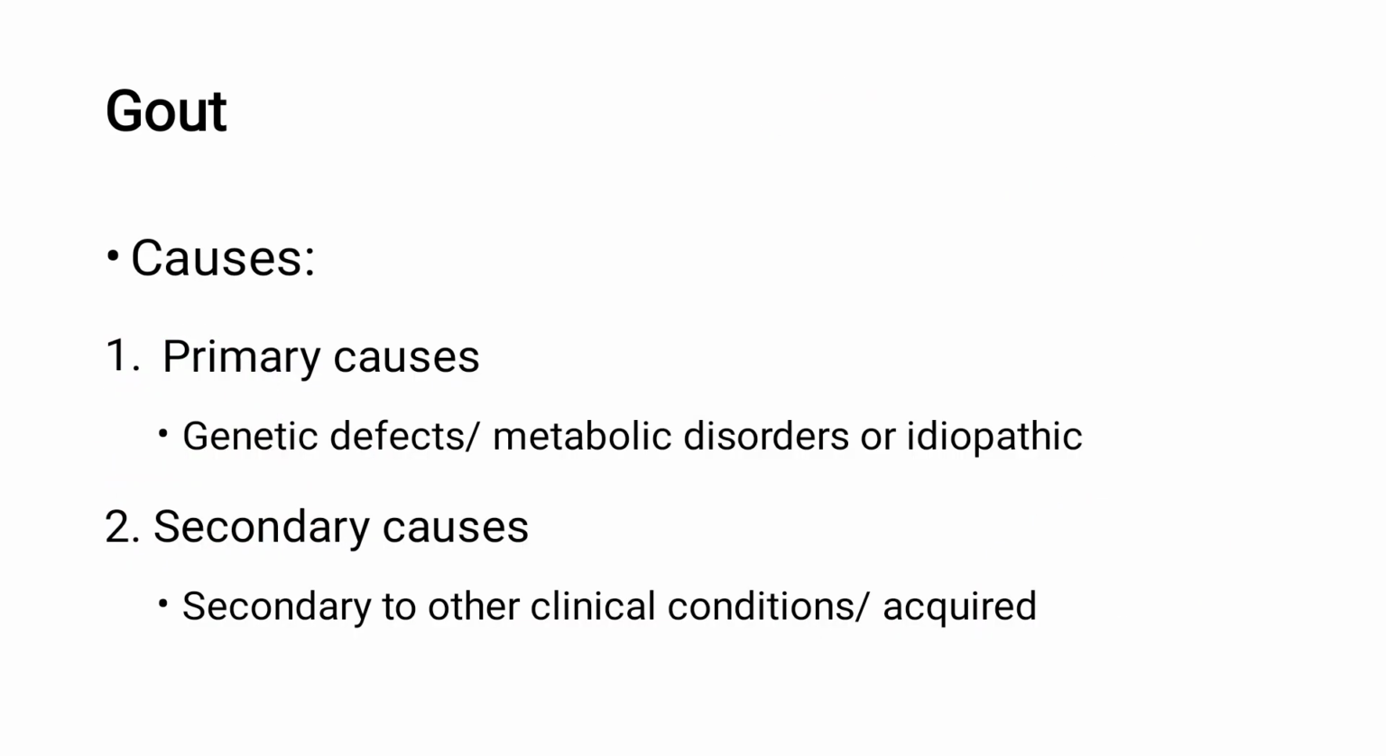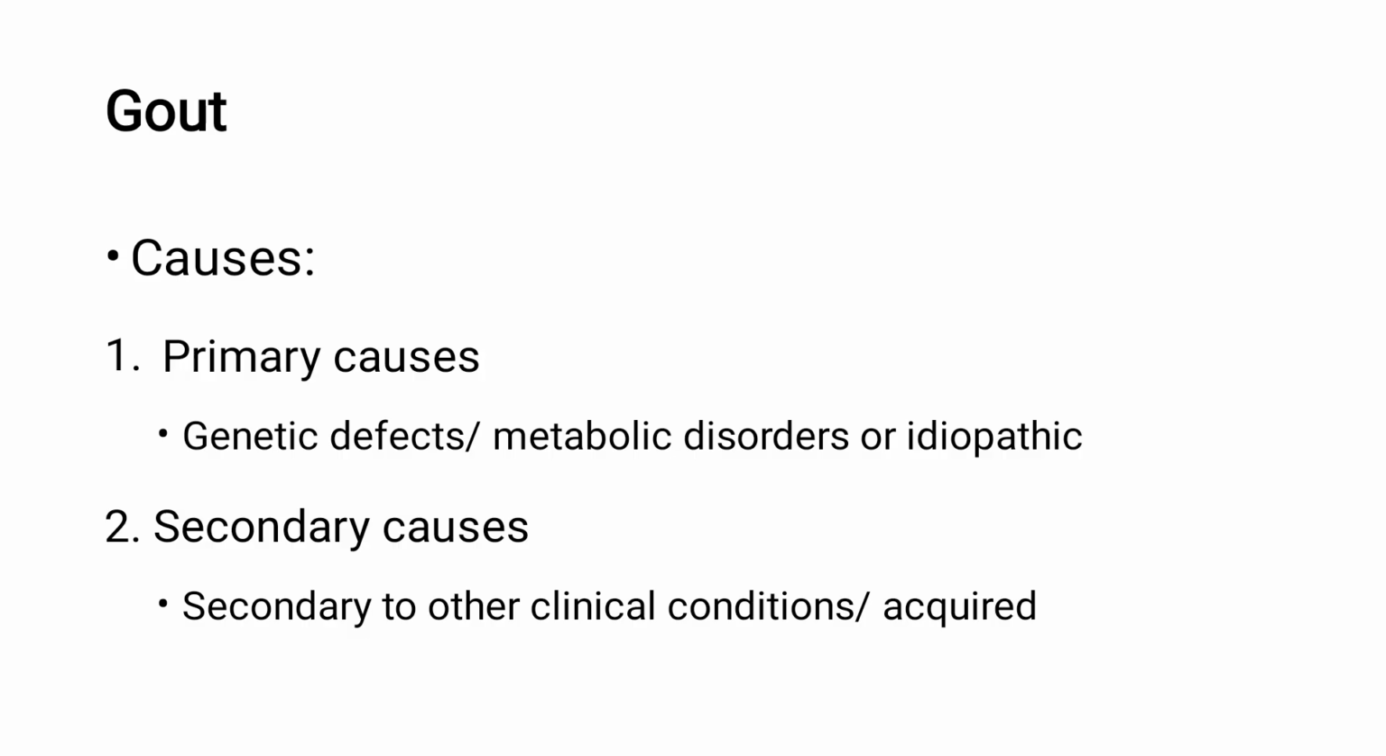So why does this happen? What are the causes of gout? The causes of gout may be classified as primary causes and secondary causes. Primary causes are invariably because of genetic defects or metabolic disorders, or if the cause is not known, then you classify it as primary causes. Secondary causes are those which are secondary to other clinical conditions. So these are also called acquired causes.